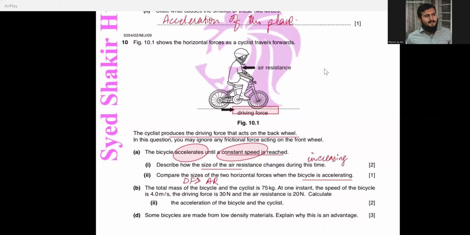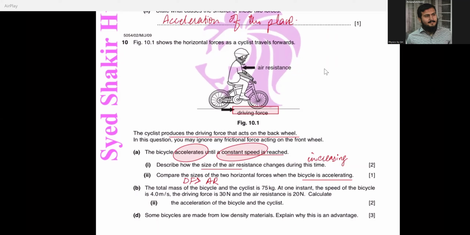Size of air resistance changes during this time. It speeds up until it reaches a maximum speed. After that its speed does not increase further, it becomes constant. So the air resistance kept increasing until it became equal to the driving force. But when it reaches a constant speed or is at rest, aren't the two forces equal or balanced? They are.